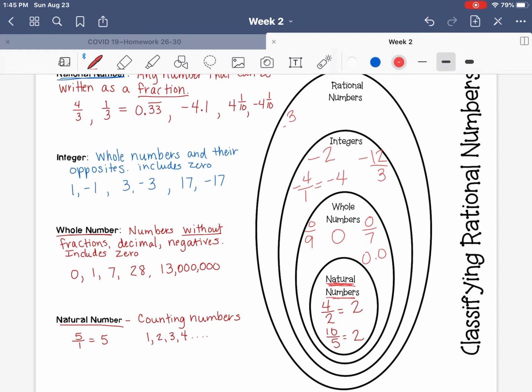So the number 3/2, the number -3/2, the decimal -4.1, the fraction -13/7. If 13/7 would simplify down to a whole number, then it would go into integers, but it's not going to simplify as a whole number. So -13/7 is considered a rational number only.